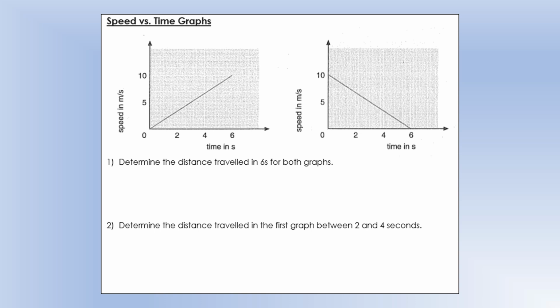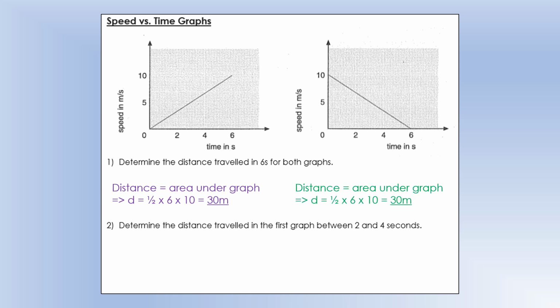So the area under both of these graphs is a triangle, so we're going to be using half base times height. Both of their heights are 10. Both of their bases are 6, so we're actually going to get the same answer here. And actually for both of them, it turns out it's 30 meters using half base times height.